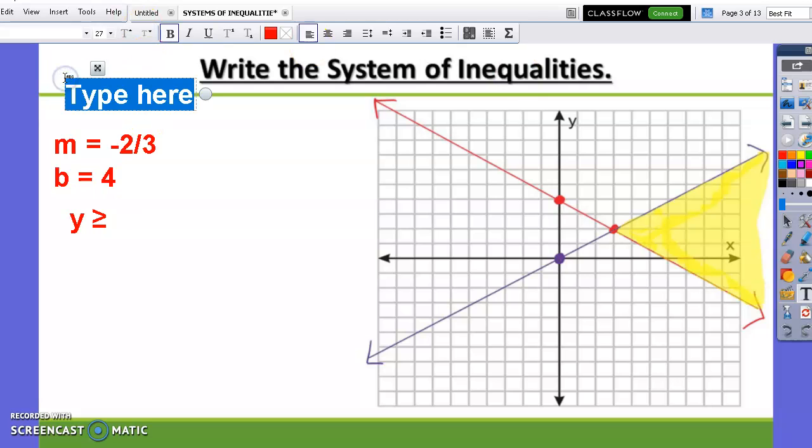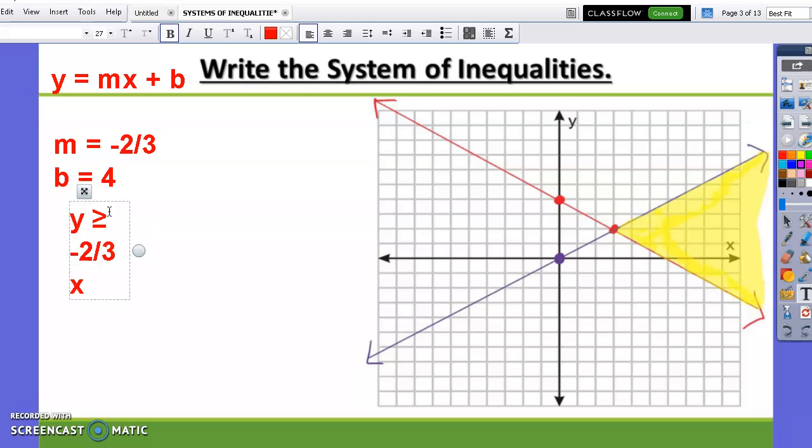Normally your equation is y equals mx plus b. So we have y, and instead of equals, we have greater than or equal to. M, negative 2 over 3. X, plus b. Our b value is 4. So that's our first linear inequality.